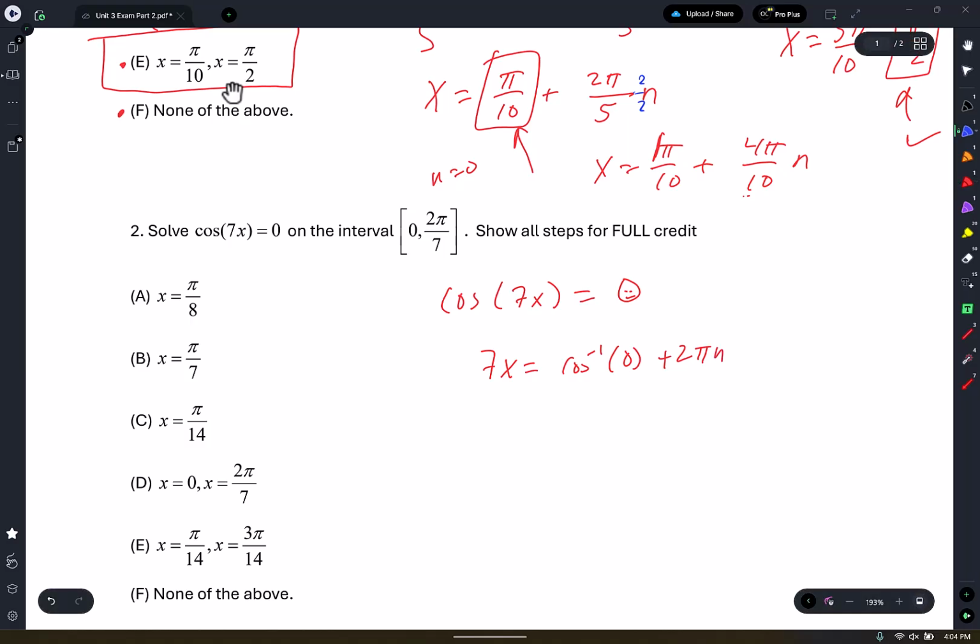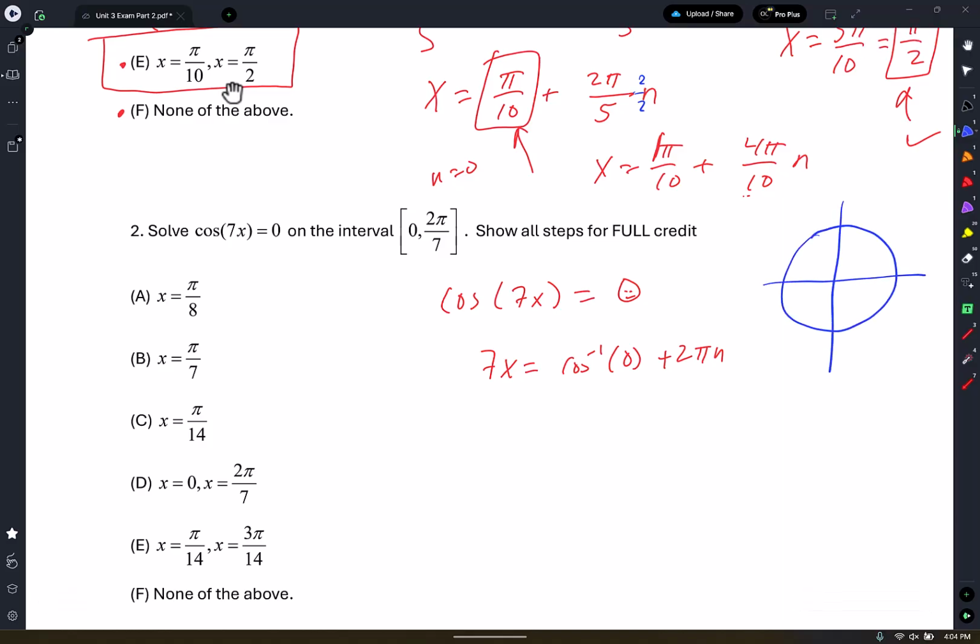I'm going to draw a unit circle. So what this means is, cosine of what angle equals 0? And there's 2 angles. Right here, 0, 1. And right here, 0, negative 1. Remember that cosine is the x value. So the first one happens at pi over 2. And the next one down here happens at, perfect. And I'll slow down.